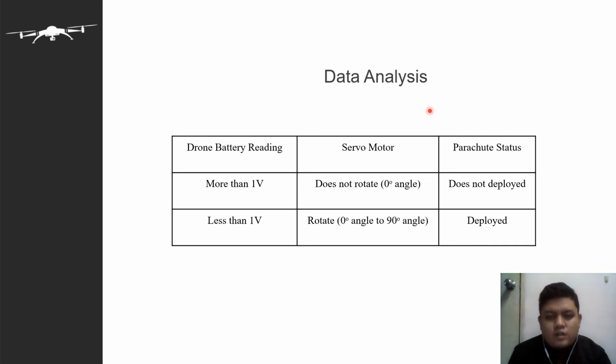So this is the data analysis for my project. This one is the drone battery reading, the servo motor, and the parachute status. When the drone battery is more than 1 volt, the servo motor does not rotate. It will remain at 0 angle, and the parachute does not deploy. Then when the drone battery is less than 1 volt, the servo motor will rotate from 0 angle to 90-degree angle, and the parachute will deploy.